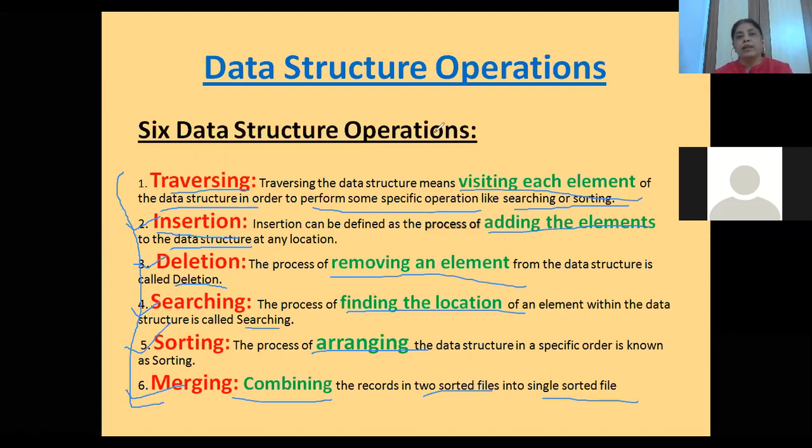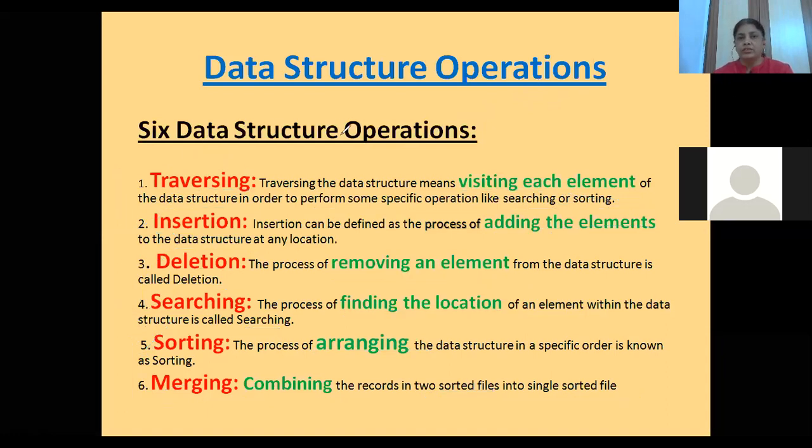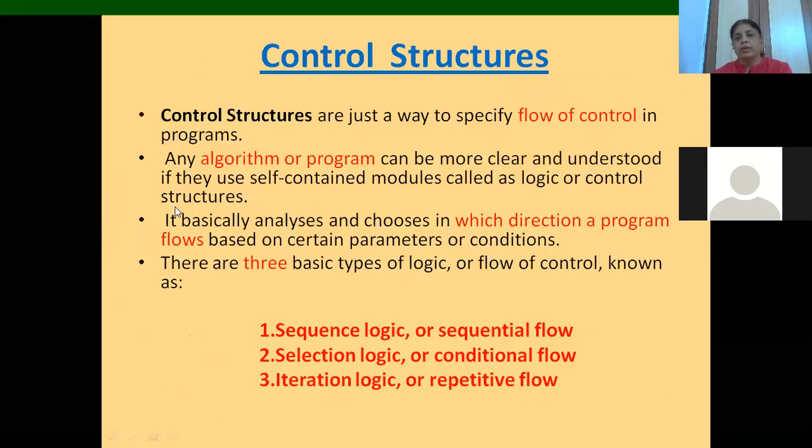Understood? So this is a very important and very easy question: write the six data structure operations. Understood? Okay, this is very basic, but sometimes this question is there. What are the different control structures which you are going to use in your data structure? Since you have already done C++, this is going to be very easy for you. But this question is there in your exam, so you should know what you have to write in that question.